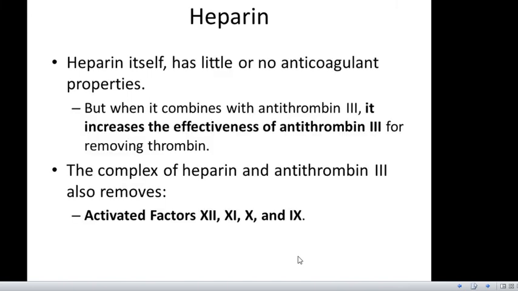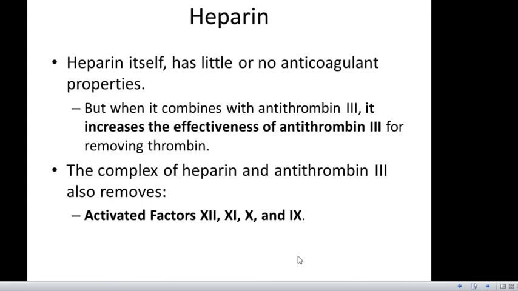Heparin. Heparin is another powerful anticoagulant. By itself, it has little or no anticoagulant properties. But when it combines with antithrombin 3, it increases the effectiveness of antithrombin 3. Heparin antithrombin 3 complex also removes activated factors 12, 11, 10, and 9.